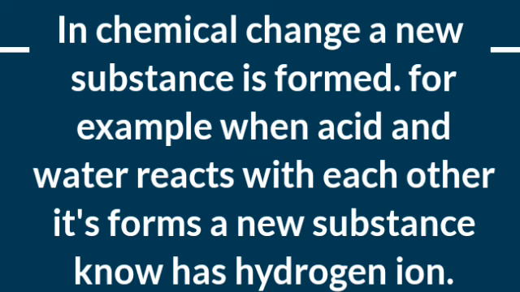In chemical change, a new substance is formed. For example, when acid and water react with each other, it forms a new substance known as hydrogen ion. So when acid reacts or mixes with water, it will not be only acid anymore or water. It will form a new substance which should now be named hydrogen ion. As you can see, there's a change in the substance.